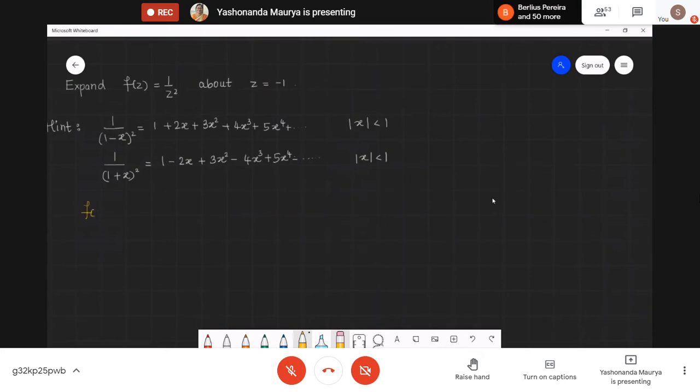f of z is equal to 1 upon z square. Let us denote u is equal to z plus 1. This implies z is equal to u minus 1. So this is nothing but 1 upon u minus 1 whole square. Having written it in this particular fashion, this is as good as 1 upon 1 minus u raised to the power 2. Check out this expression. Even if I take out this minus sign common, it's a whole square, so when it comes out, it will be the same expression.